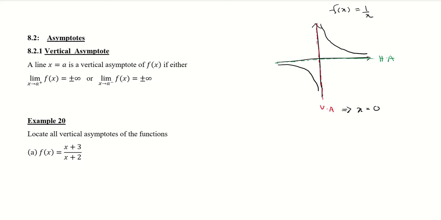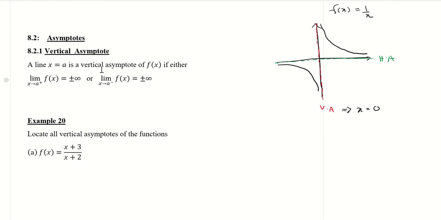So to find the vertical asymptote, we need to find the limit as x approaches a from the right, and also as x approaches a from the left, and we want to see whether the limit becomes infinity. If the limit equals infinity, that means x equals a is a vertical asymptote.